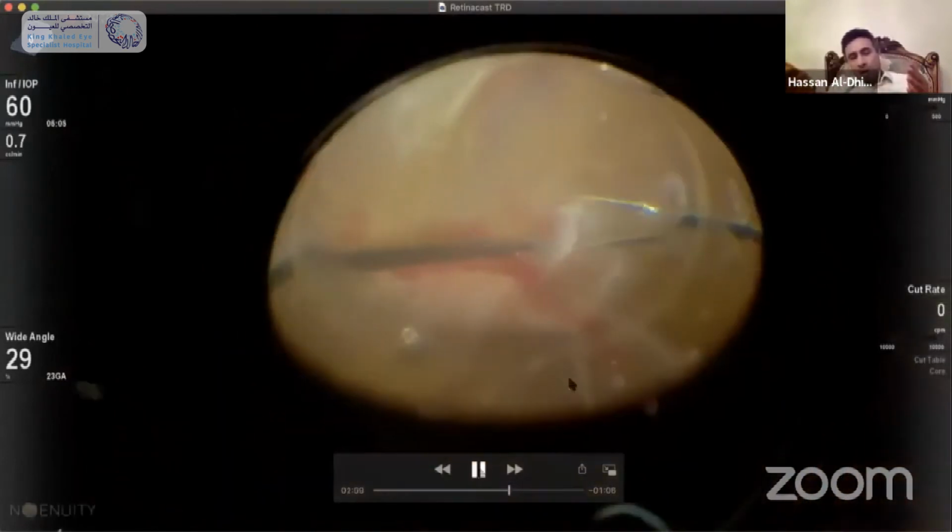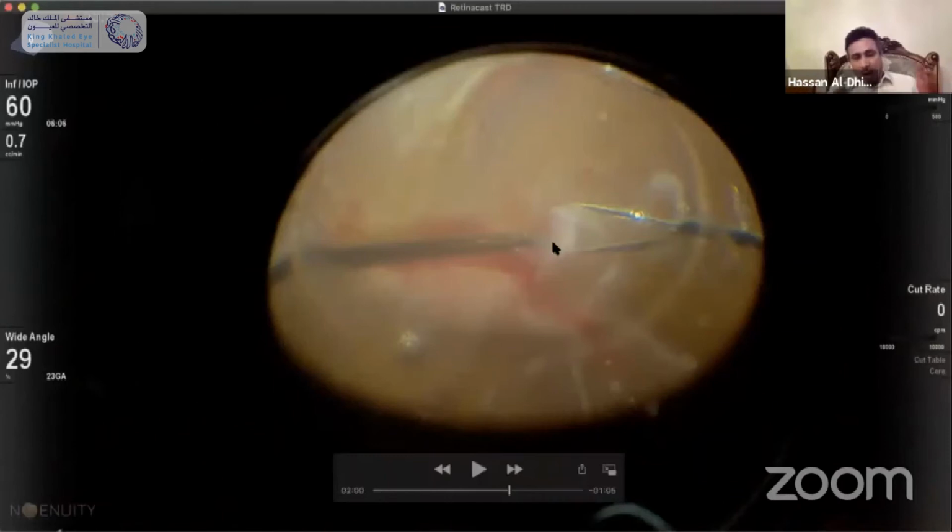When you encounter bleeding at any time, your means is increasing the pressure and starting the diathermy if the blood vessel is away from the disc.